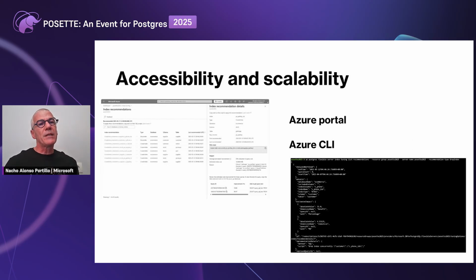The feature is accessible and can be operated at scale by means of it being integrated into both the Azure portal and CLI. So we are not just making performance tuning smarter, we are making it accessible and scalable. Whether you prefer a visual dashboard or a command line pipeline, you can now optimize PostgreSQL indexes with confidence, speed, and control.